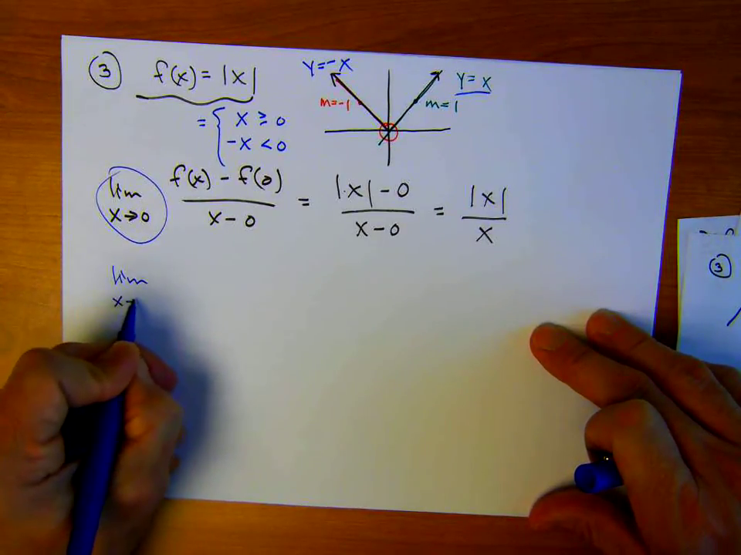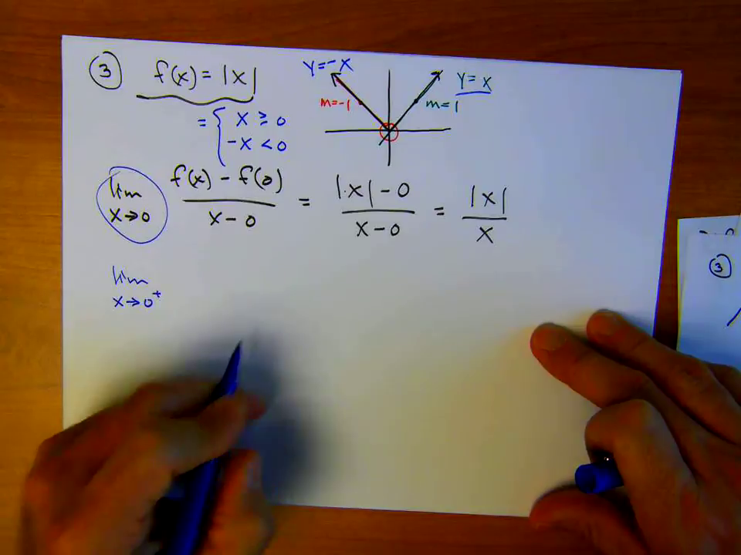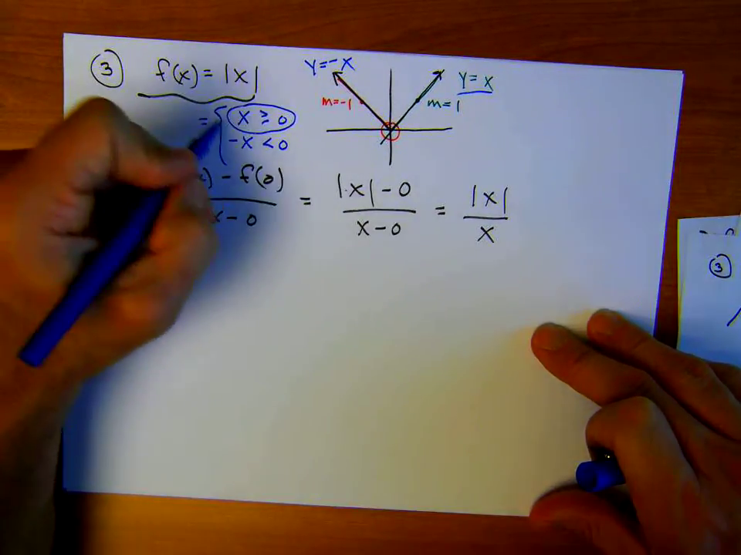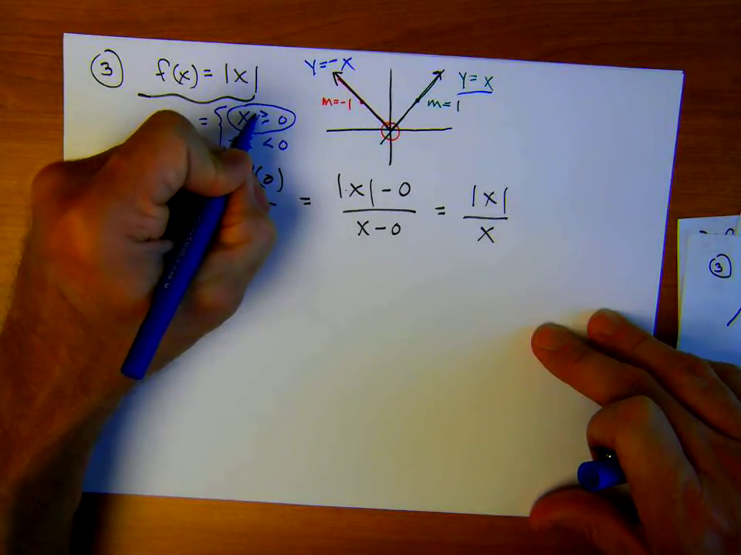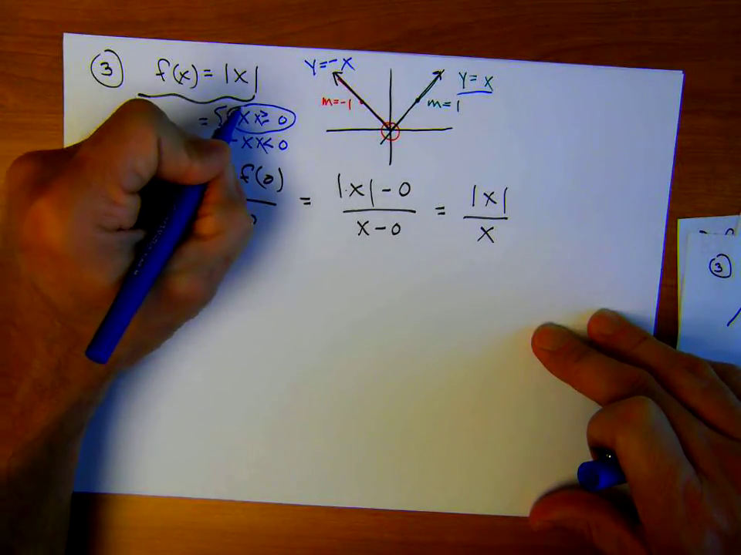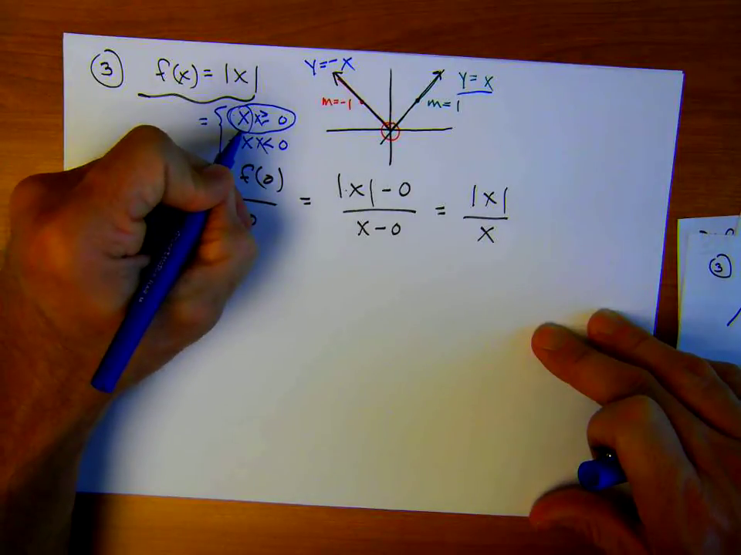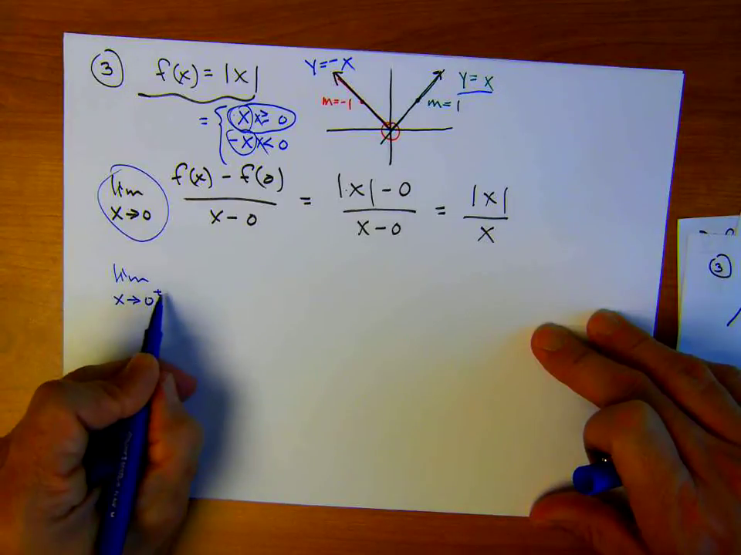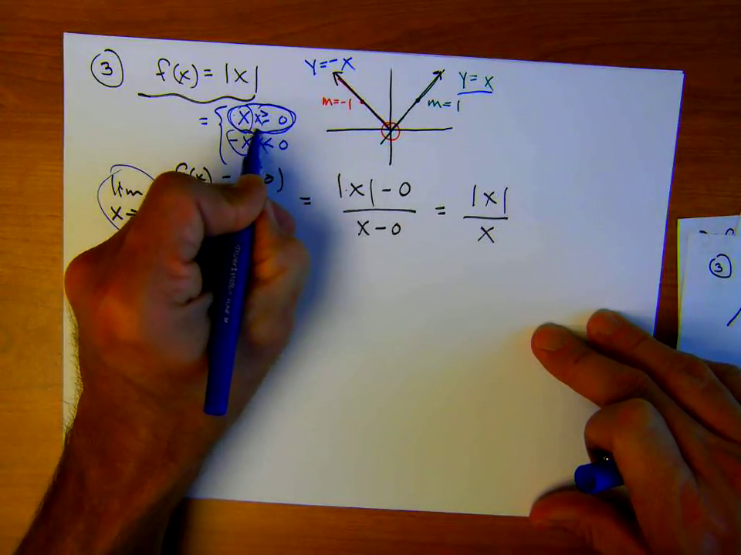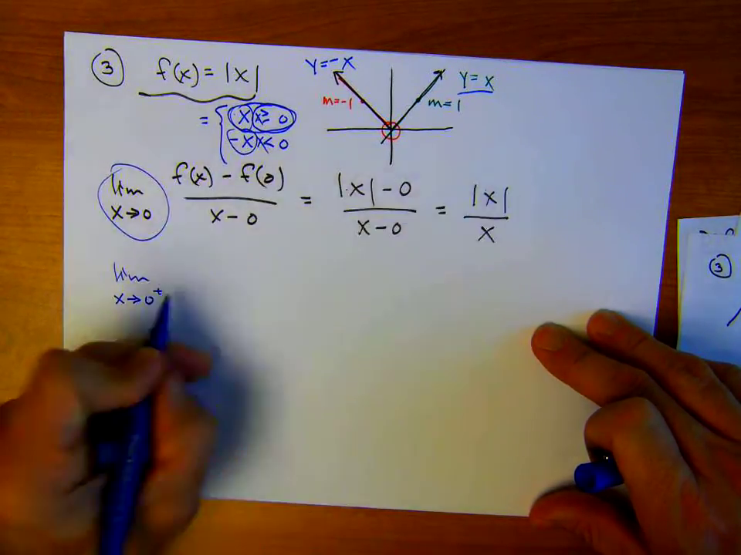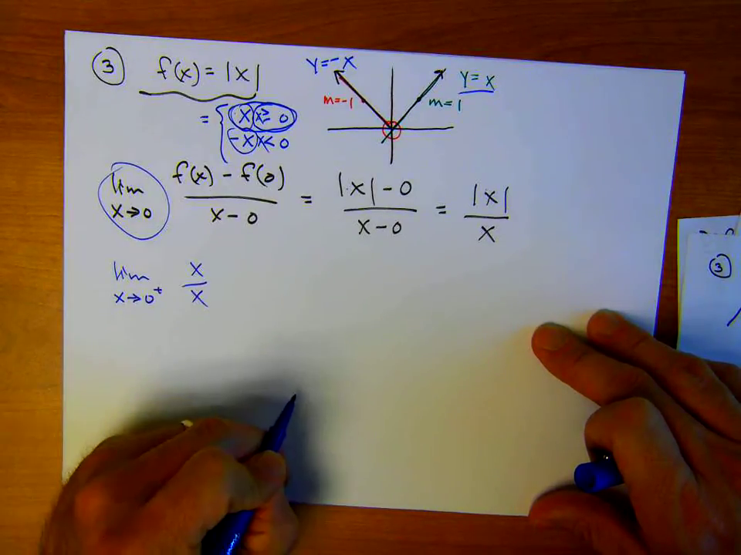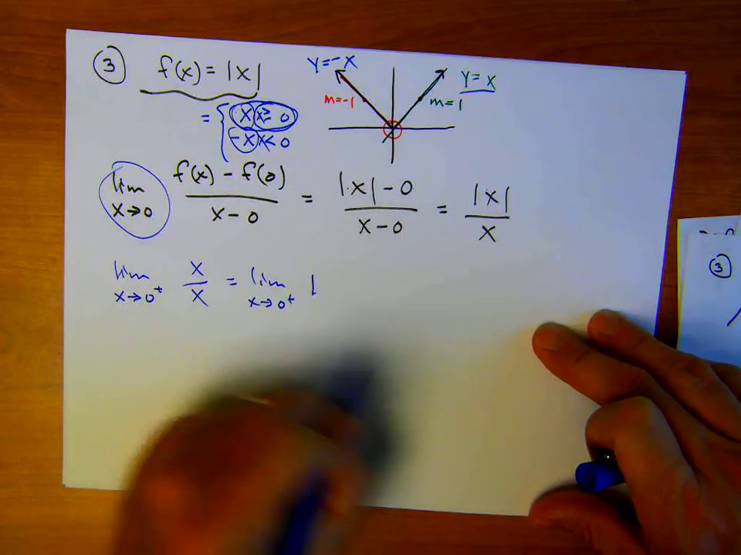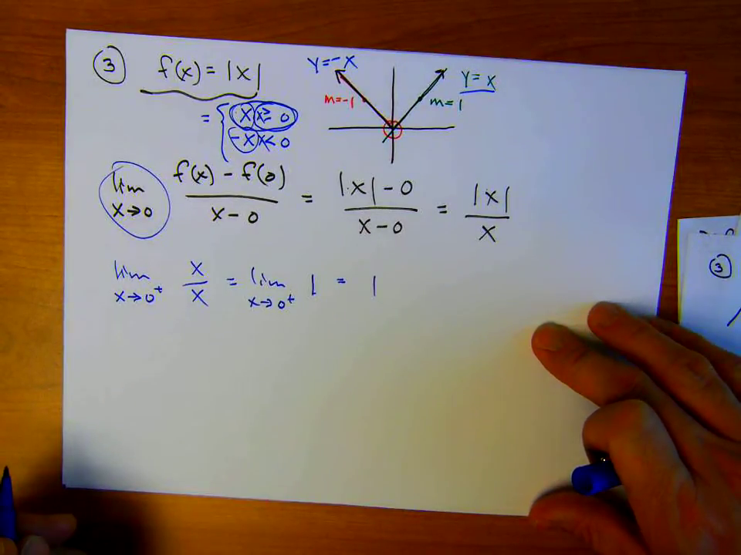So the limit as x approaches 0 from the right, we're on this part of the domain. Whoops, sorry. Absolute value of x equals x when x is greater than or equal to 0. It equals negative x when x is less than 0. Sorry about that. So if we're coming at it from the right, we're looking at this part of the domain right here. So absolute value of x is x, and I have the limit as x approaches 0 from the right of 1. And the limit of a constant is just the constant.